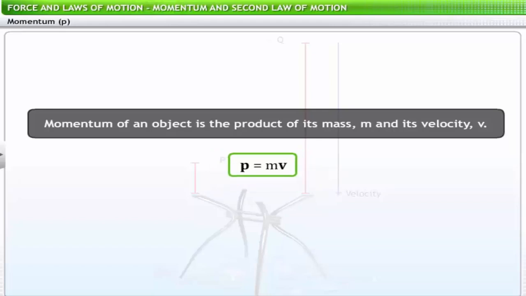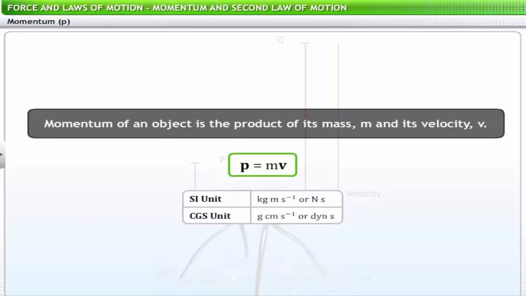Momentum is a vector quantity. It is measured in kilogram meter per second or newton second in the SI system and in gram centimeter per second or dyne second in the CGS system.